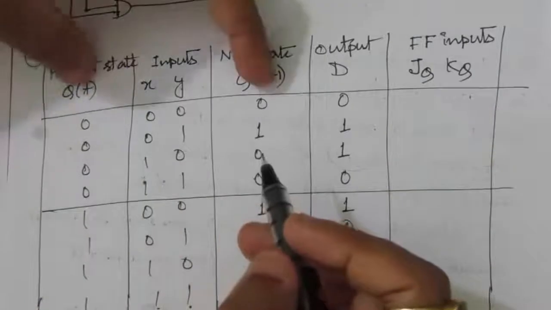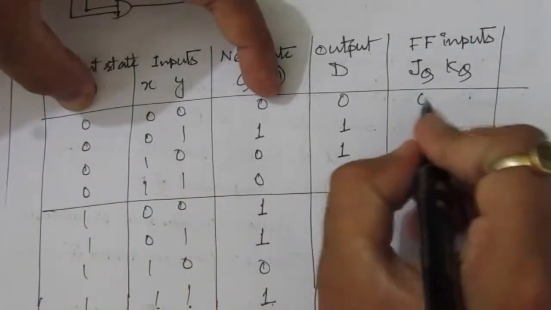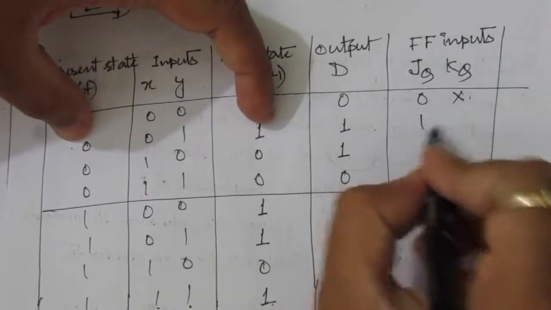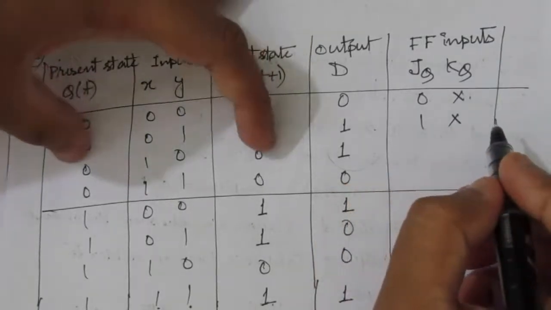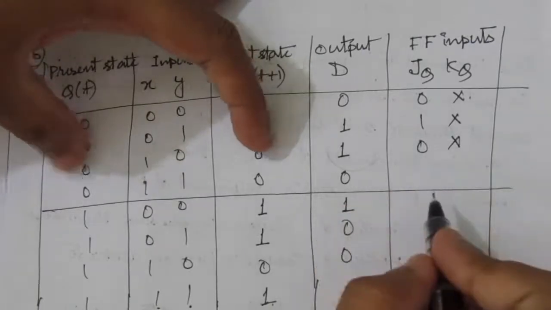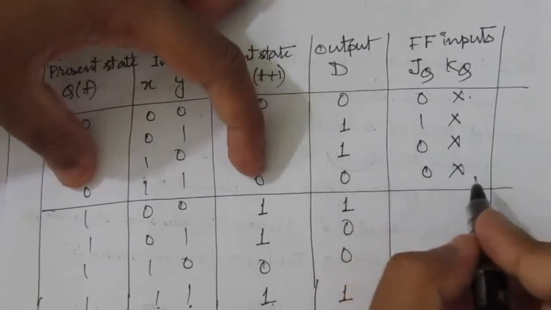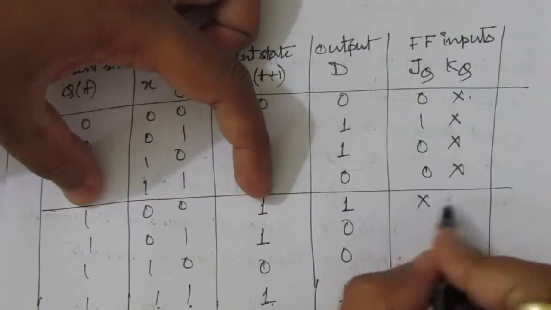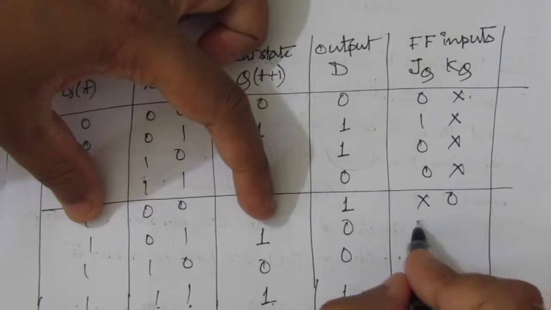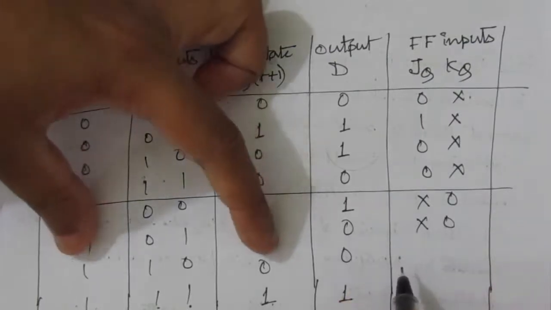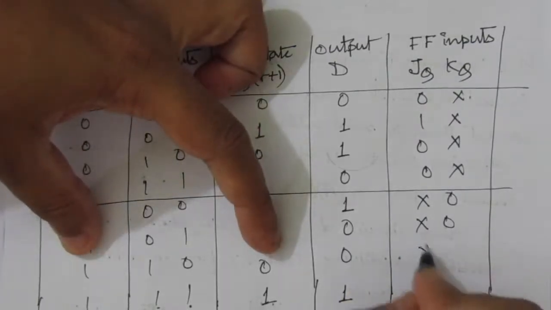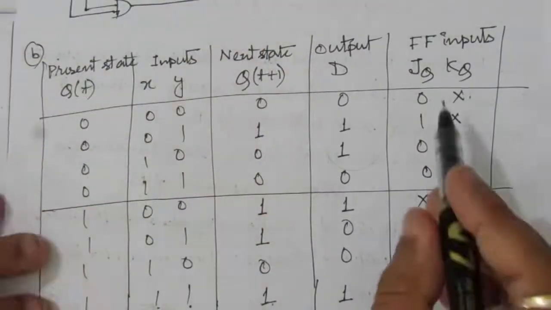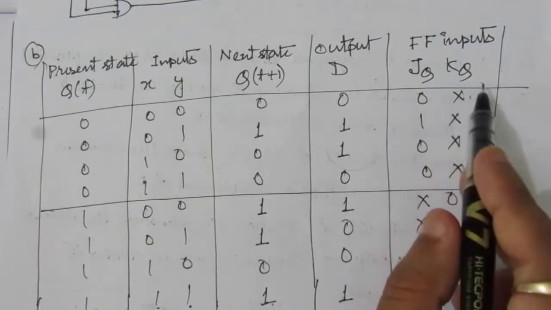So here we have 0 0, so we'll have 0 and don't care. Here we have 0 1, so we'll have 1, don't care. Next we have 0 0, so 0, don't care. Again 0 0, 0 and don't care. Next we have 1 1, so don't care, 0. Next we have 1 1, so don't care and 0. Next we have 1 0, so it will be don't care, 1. And next we have 1 1, so don't care, 0. So these are the respective JQ and KQ inputs.